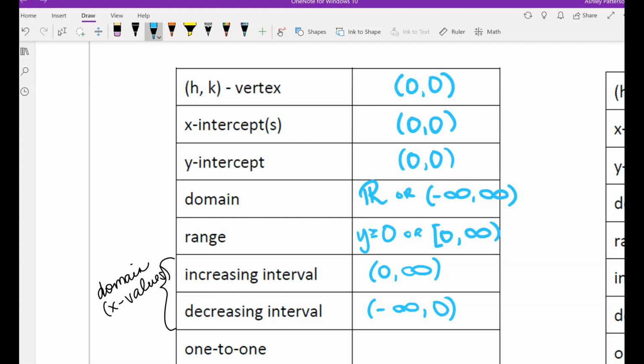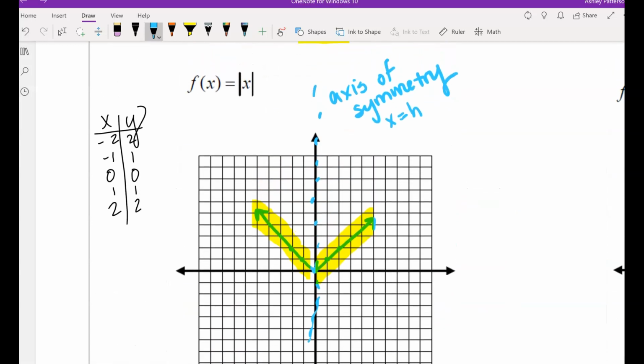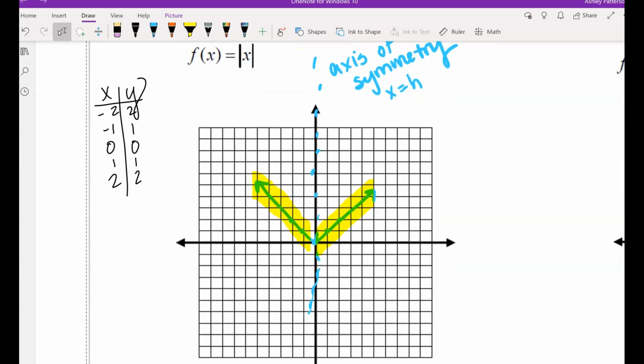Okay, is the function 1 to 1? Well, looking at this, the definition of a 1-to-1 function is for every x value, there is one and only one corresponding y value. And for every y value, there is one and only one corresponding x value. How do we even say that or see it? Well, we test functionality with the vertical line test, right?